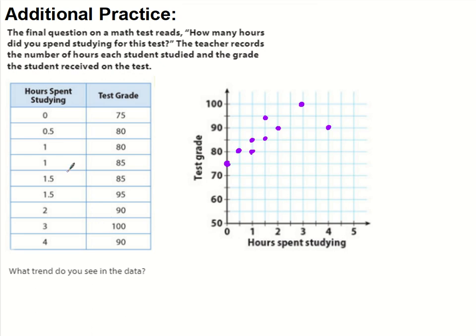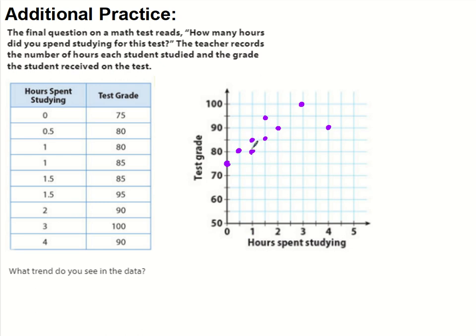So this is what your scatter plot should look like. A couple things I wanted to point out about this graph: this counts by fives. It's 50, 55, 60, 65. This counts by 1/2, because we have a halfway point and then we have 1 hour. So this would be 0.5 hours, 1.5 hours, 2 hours. So at 0 hours we got 75, 0.5 we had 80, 1 hour we had 80.